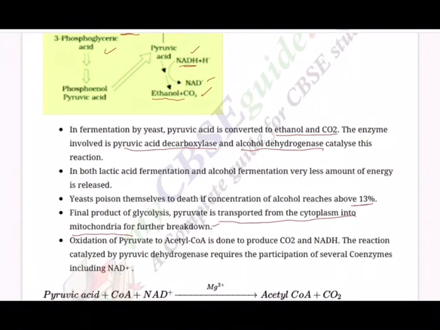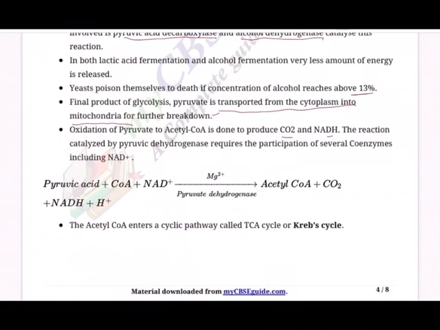Oxidation of pyruvate to acetyl-CoA is done to produce CO2 and NADH. The reaction catalyzed by pyruvate dehydrogenase requires participation of several coenzymes including NAD+. So pyruvic acid, coenzyme A, NAD+, in the presence of magnesium and the pyruvate dehydrogenase enzyme become acetyl-CoA plus CO2, and NADH is formed, and all important.